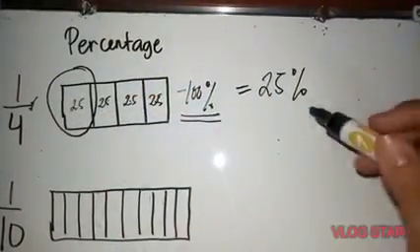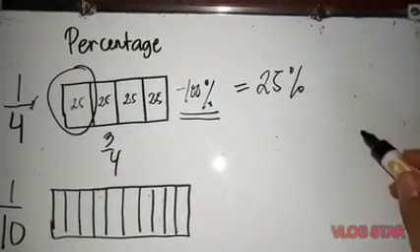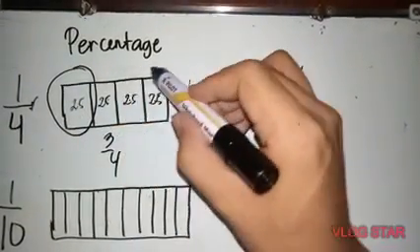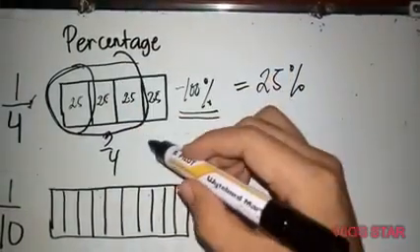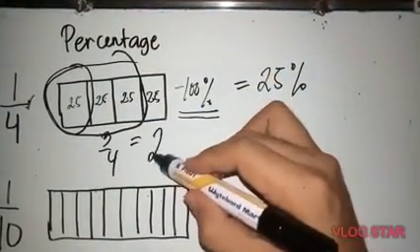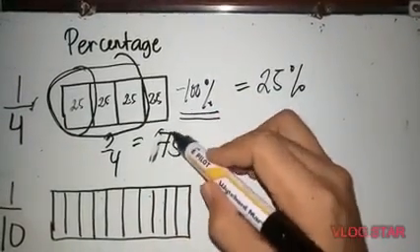What if it is 3/4? Then 3/4 would be this 3 part, or this is what we call 75%.